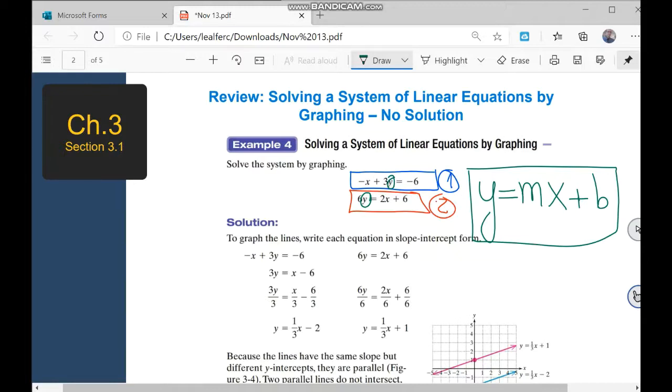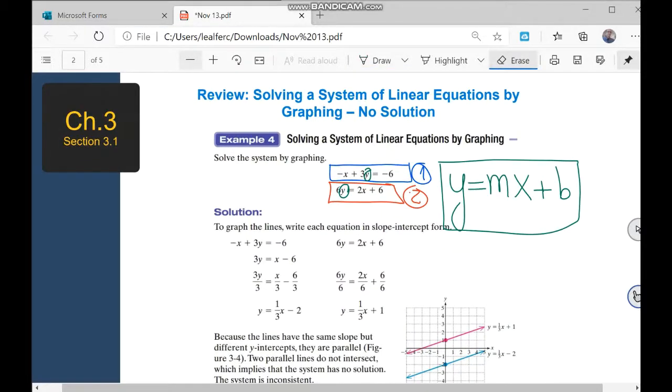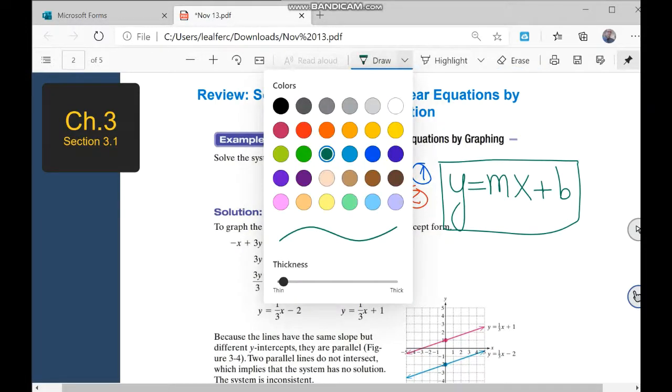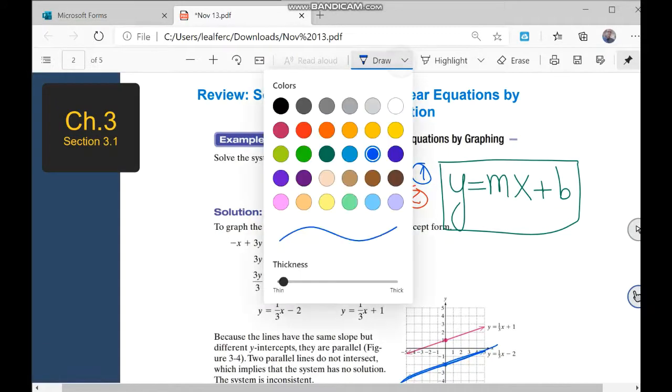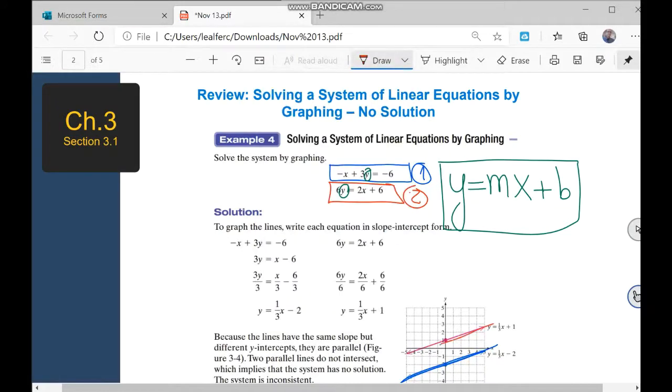And at the end, we were able to represent the lines here on the graph. One line, here in blue, the other one in red, and then we realized both lines are parallel lines. They don't touch each other, they don't cross in a point. So this is a typical case where we will have no solution.